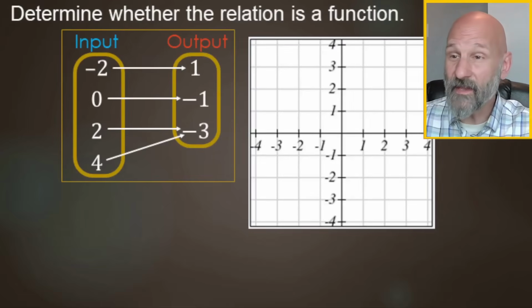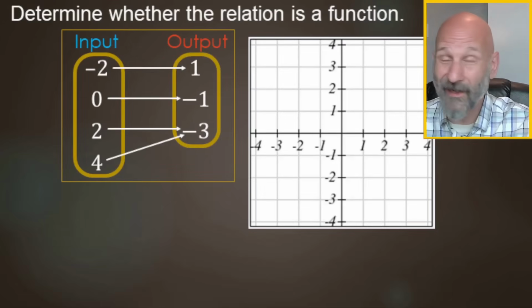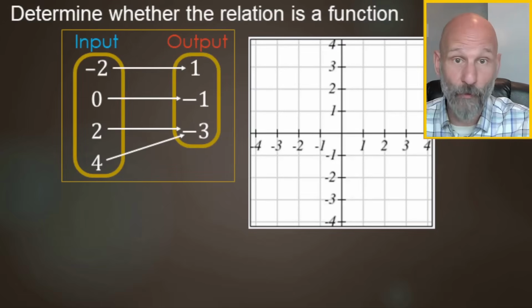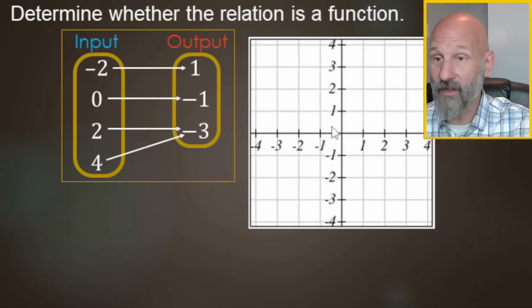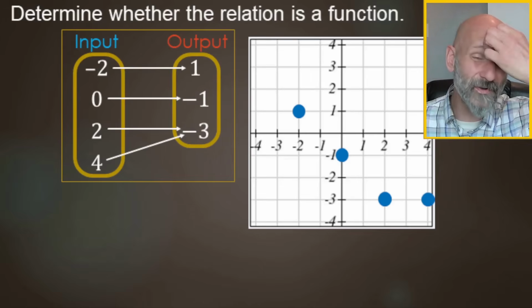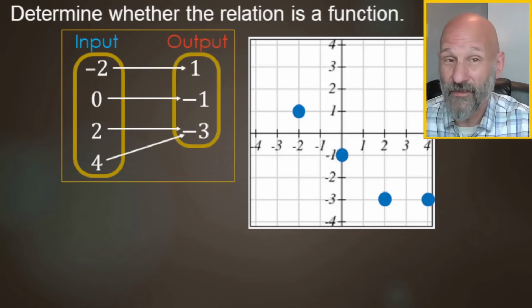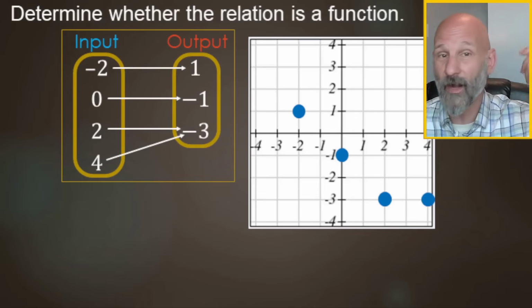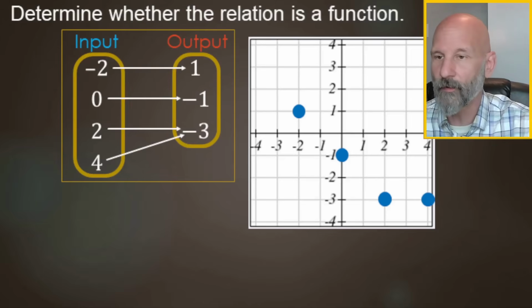Now looking at this relation, again, whether or not it's a function. Check it out. On the graph, -2 goes to +1, -2 on the x, +1 on the y right there. 0 goes to -1, 0, -1. 2 on the x goes to -3 on the y, 4 on the x goes to -3 on the y right there. So there's our graph. Now, you don't have to have a graph in order to see if something's a function. You can do it off the mapping diagram or coordinate points table, and we'll try all of those, okay?